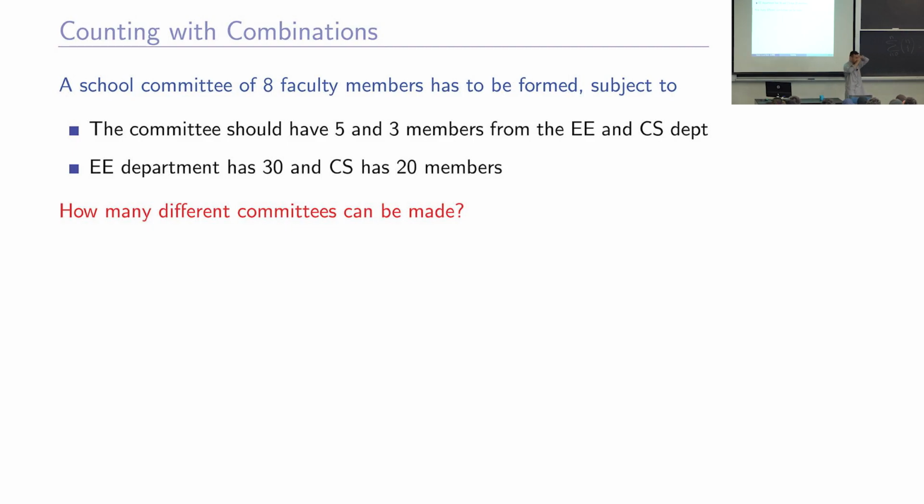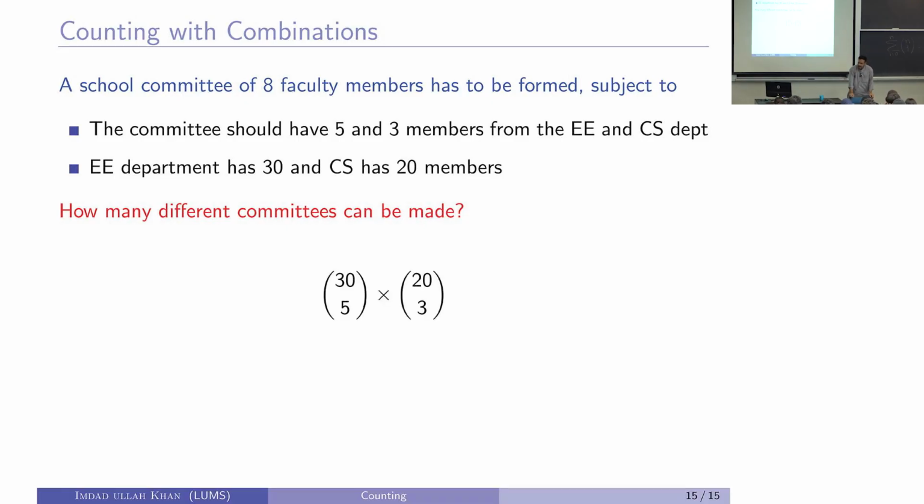Except there, there were just zeros and ones, and there are infinitely many zeros and infinitely many ones. Here you have 30 distinguishable zeros, and the other 20 are the CS people, right? So you choose any 5 people as EE members in this committee. That will be 30 choose 5. Suppose you choose A, B, C, D, E. Now for each choice of these 5-subsets, you can choose any of the 20 choose 3 subsets of 3 people from the CS department, and because of the product rule, it is equal to 30 choose 5 times 20 choose 3.